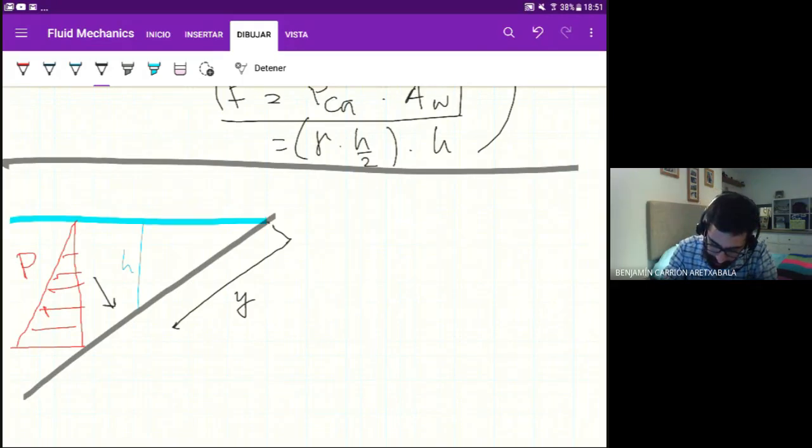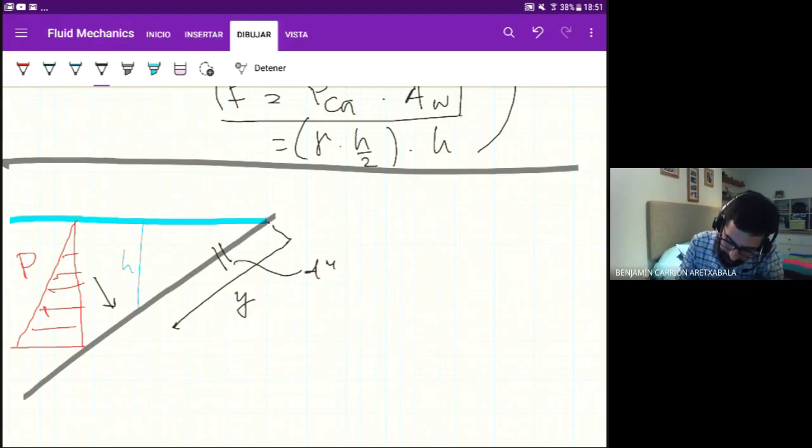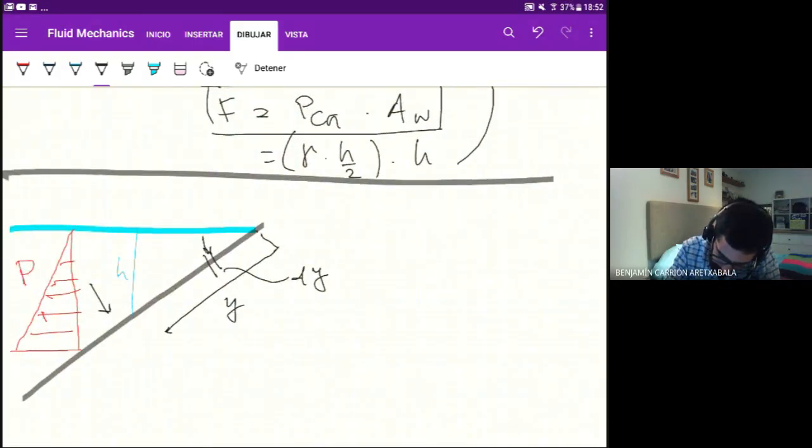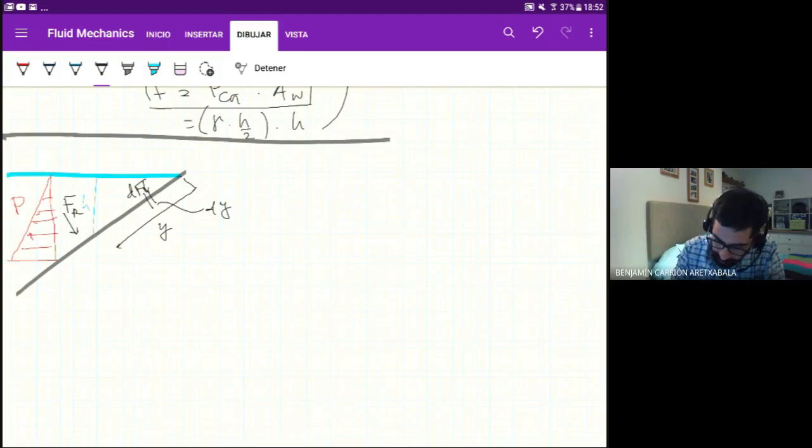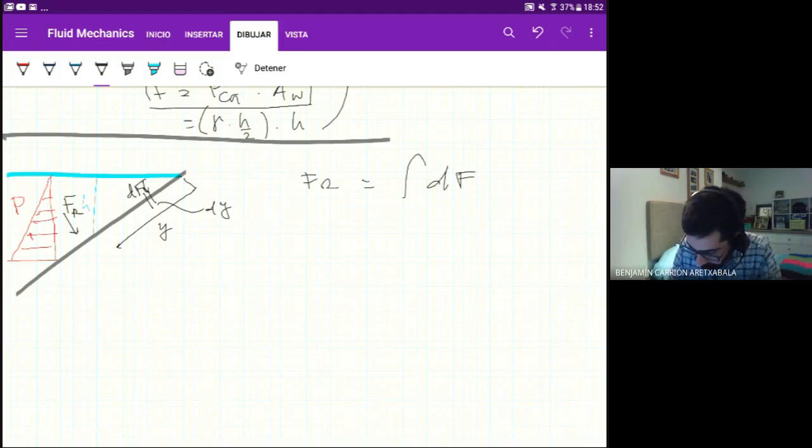What we're going to do is the same that we did before. We're going to take a very small slice of width dy, and we're going to compute the very small force that acts here, dF. We're going to call the resultant force Fr, the resultant force. Again, we're going to do the same: Fr is going to be nothing more than the integral of dF. I'm sorry for the mess, but you get it.